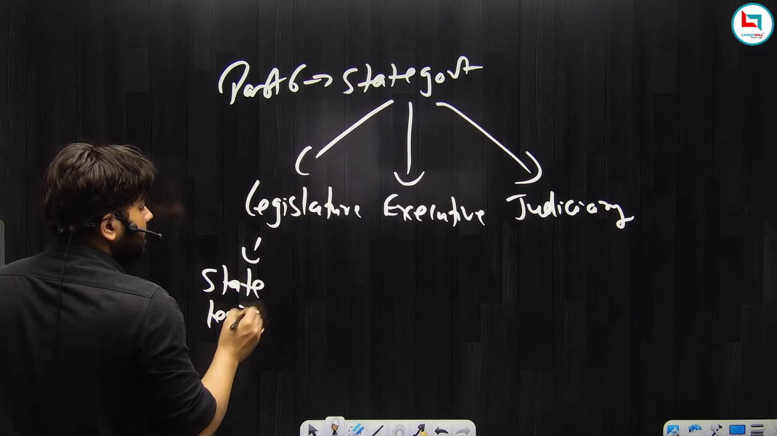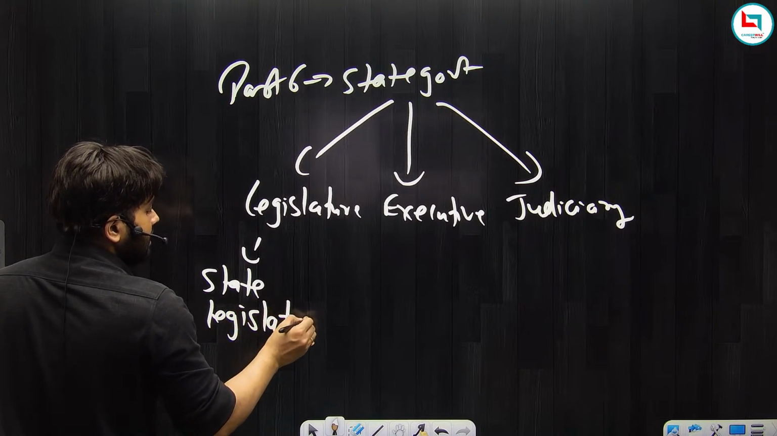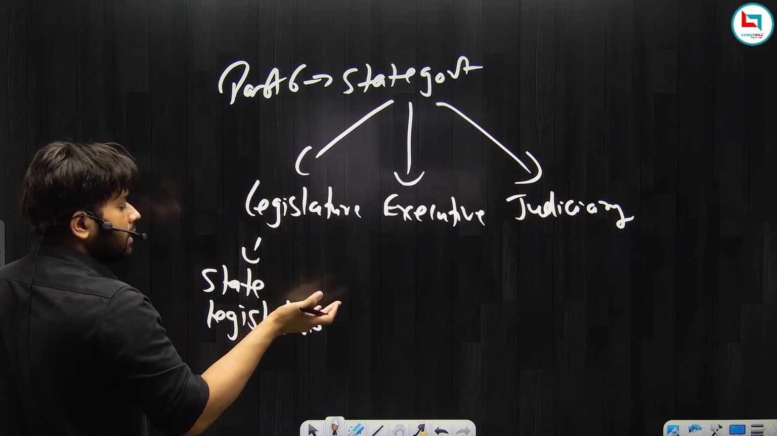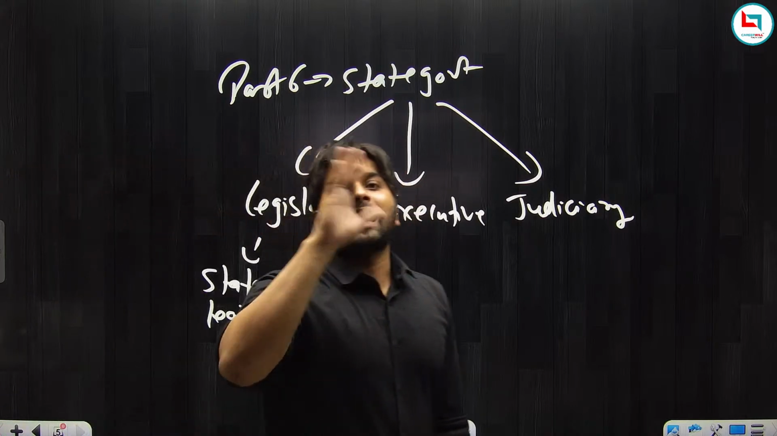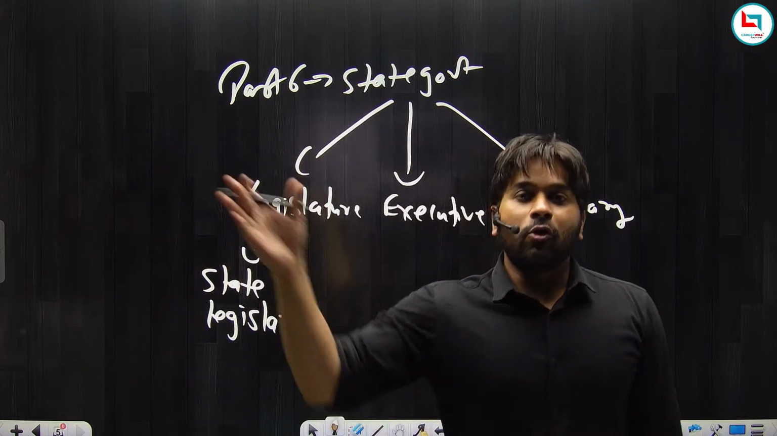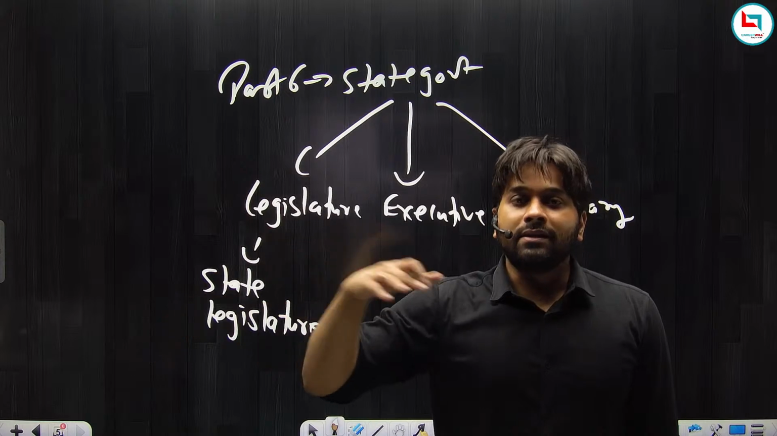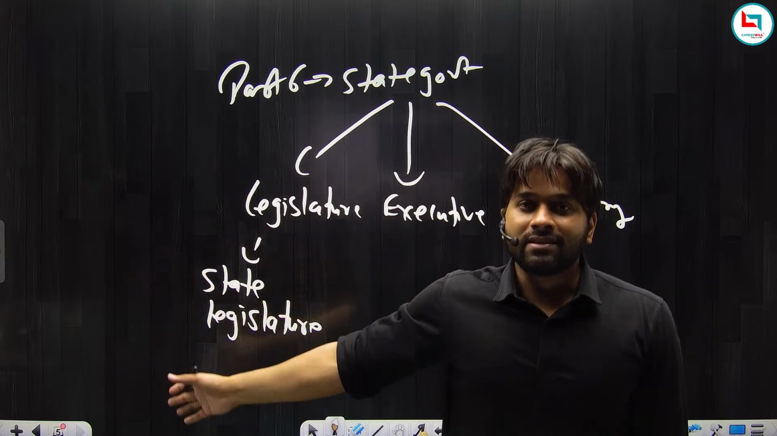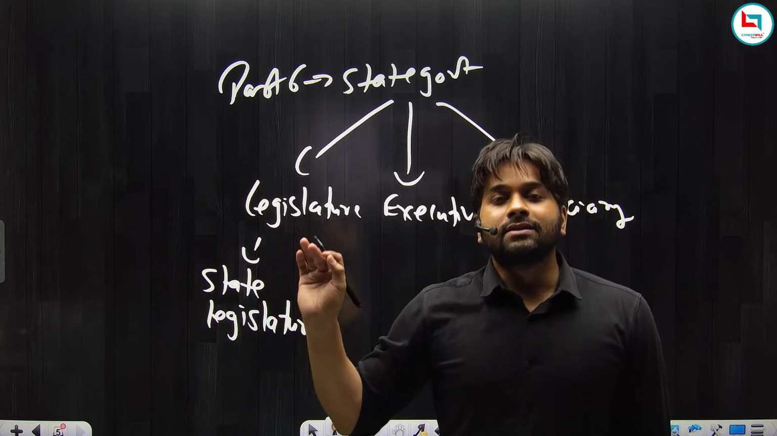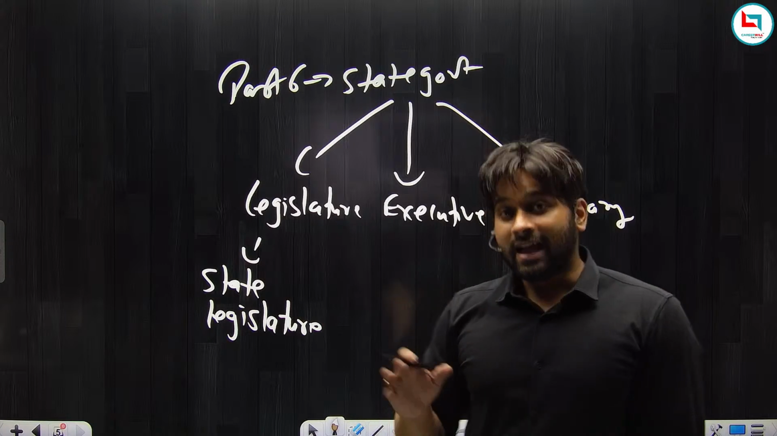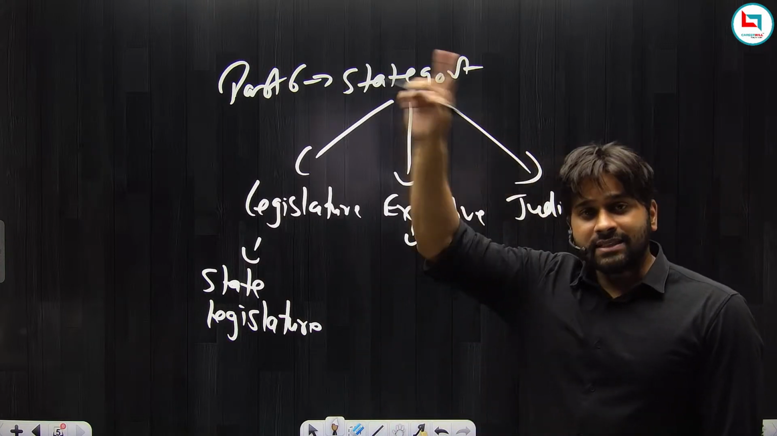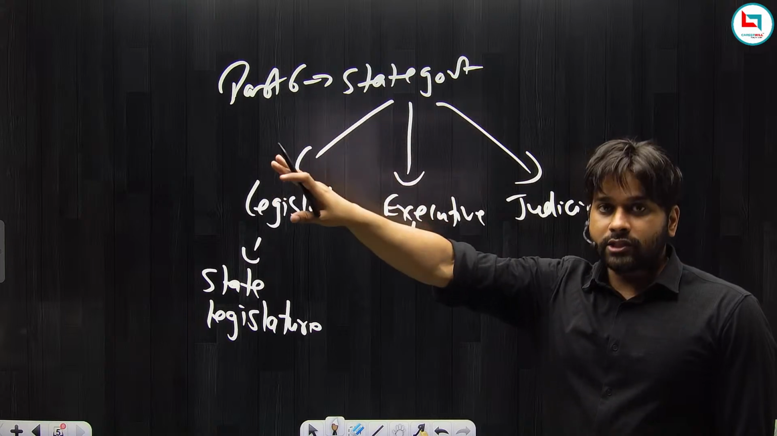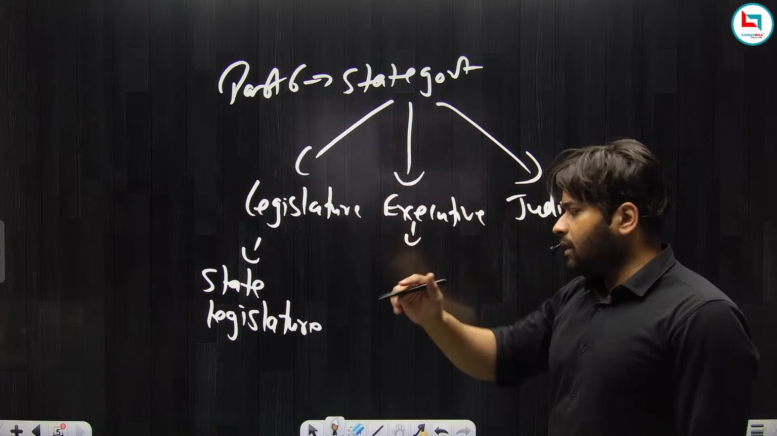So parliament is union legislature, the legislative organ of the union government. And this is the legislative organ of the state government, and there is no separate identity or name. We call union legislature parliament, but there is no such name for state legislature. It is simply called state legislature. And now when it comes to executive, at the central level in the union executive there is president. So similarly we have governor.